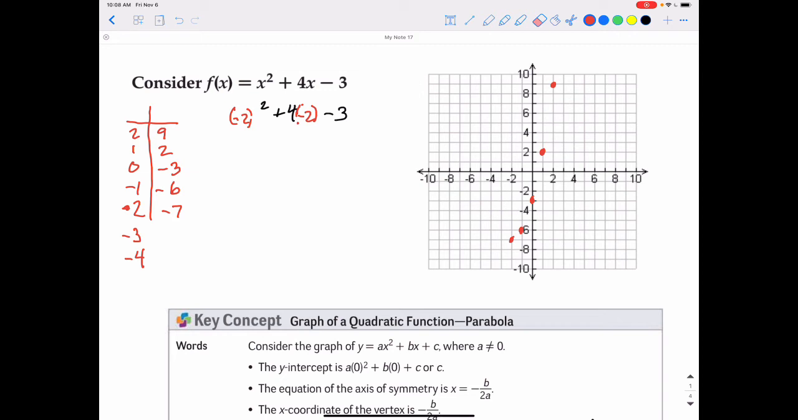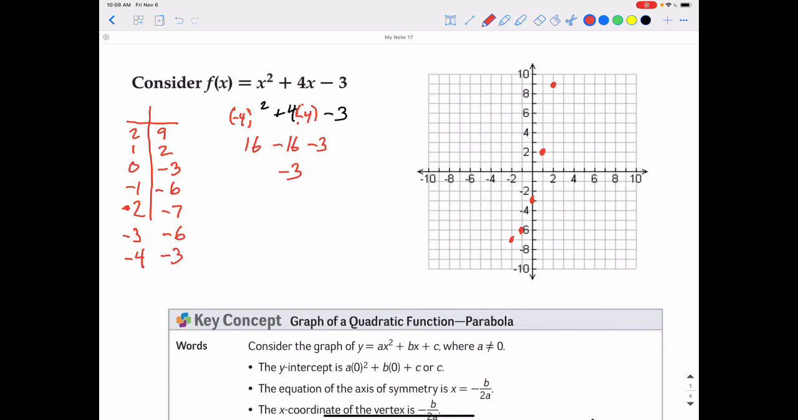So when I plug in -3 in my t-chart, I'll have (-3) squared plus 4 times -3 minus 3. So (-3) squared is positive 9, minus 12, minus 3. 9 minus 12 is -3, minus 3 would be -6. And then once more with -4. So (-4) squared plus 4 times -4 minus 3. So (-4) squared is 16, minus 16, minus 3, which is just -3.